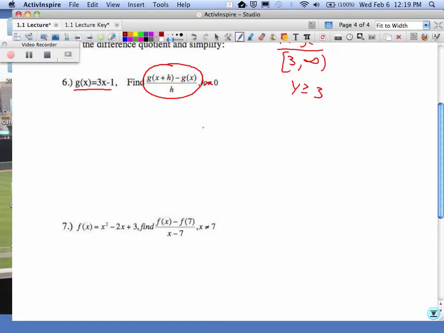The h not equal to 0 is just to be mathematically correct. So you don't have to worry about what that means. It's just we're not going to have division by 0 right away is what it's telling us. So when we write this out, I'm going to take my original function, which is 3x minus 1.